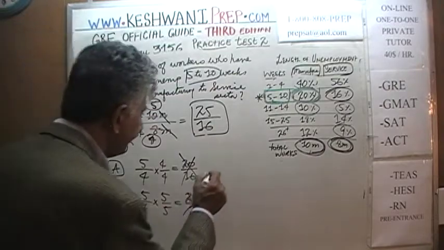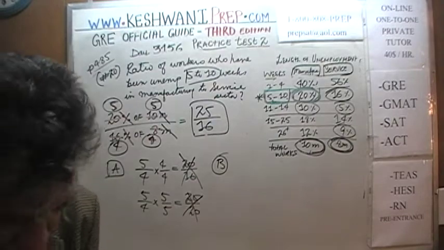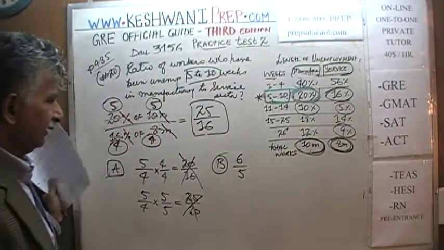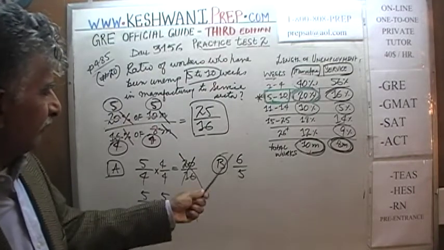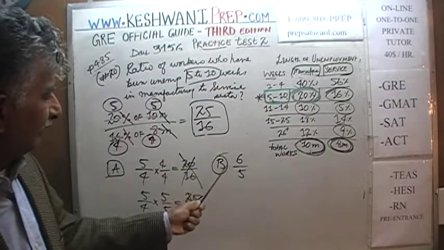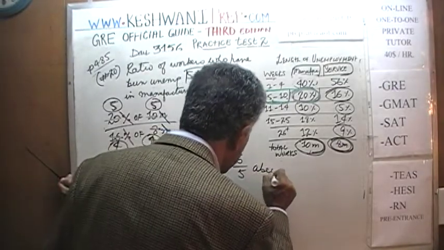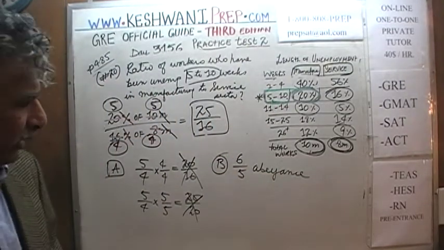Let's look at answer choice B. B says 6 over 5. I don't like it because there's not much we can do. 25 is not a multiple of 6. 16 is not a multiple of 5. I don't like it. Let's keep it in abeyance. In the real exam, I will just leave it alone for a couple of seconds.